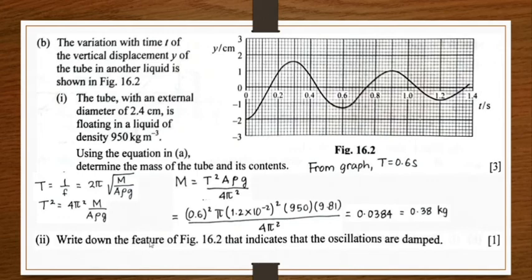And then write down the feature of this figure that indicates that the oscillations are damped. Of course, the decreasing amplitude indicates that the oscillations are damped. So that is the feature, the decreasing amplitude.